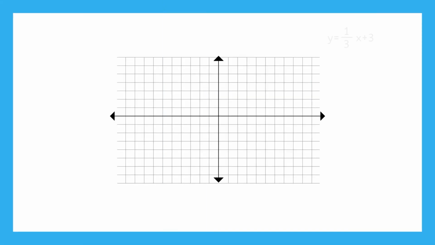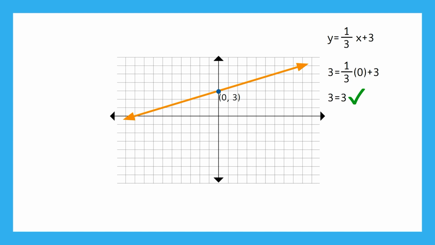Let's start by graphing something we're familiar with. For an equation like this, where are all of the solutions shown on the graph? Yeah, they're all the points on the line. We can substitute any points on this line into the equation to see that they make the equation true, like the point 0, 3, or the point 6, 5.